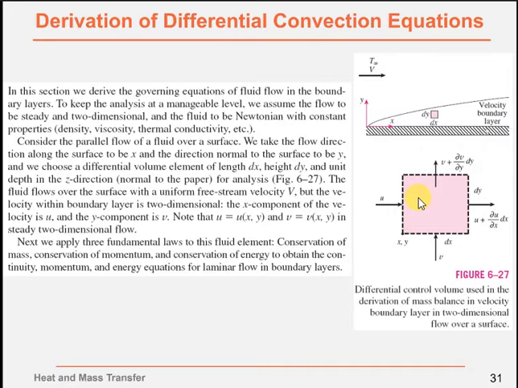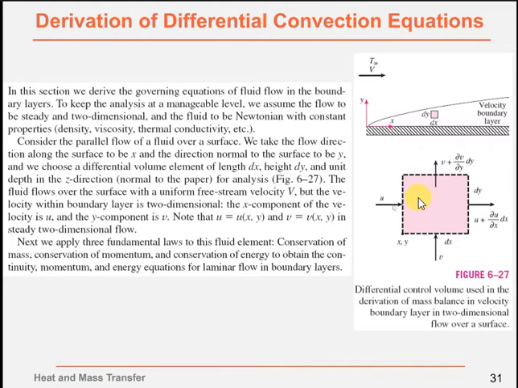And we consider the parallel flow of a fluid over a surface, and we take the flow direction along the surface to be x, and the direction normal to the surface to be y, and we choose a differential volume element, the small element here, dx, dy, and we note the fluid flows over the surface with a uniform free stream velocity V. But the velocity within the boundary layer is two-dimensional, the velocity will change.